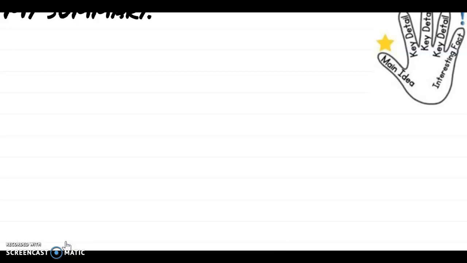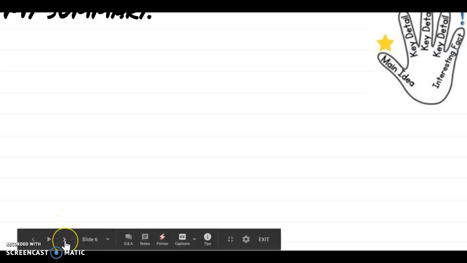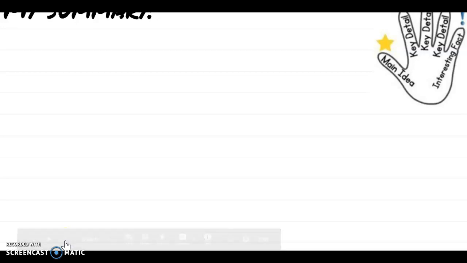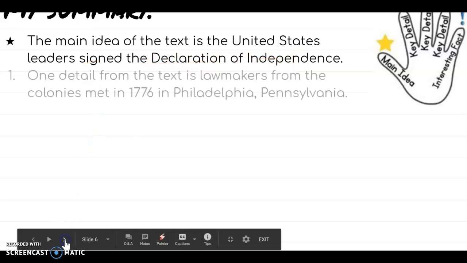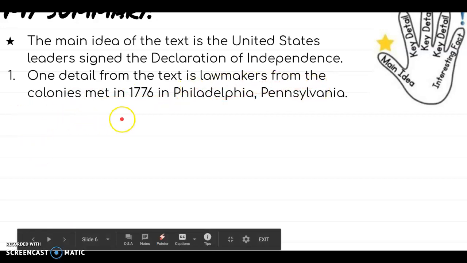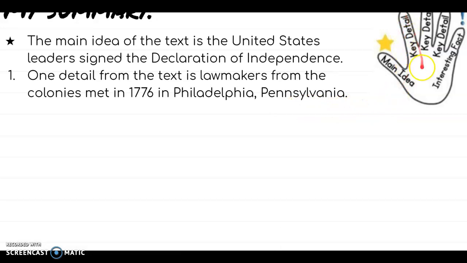So your job is to write a summary. And I'm going to show you how to do it today. And tomorrow you're going to practice by yourself. So here's my main idea. The main idea of the text is that the United States leaders signed the Declaration of Independence. One detail from the text is lawmakers from the colonies met in 1776 in Philadelphia, Pennsylvania. That's this idea right here.